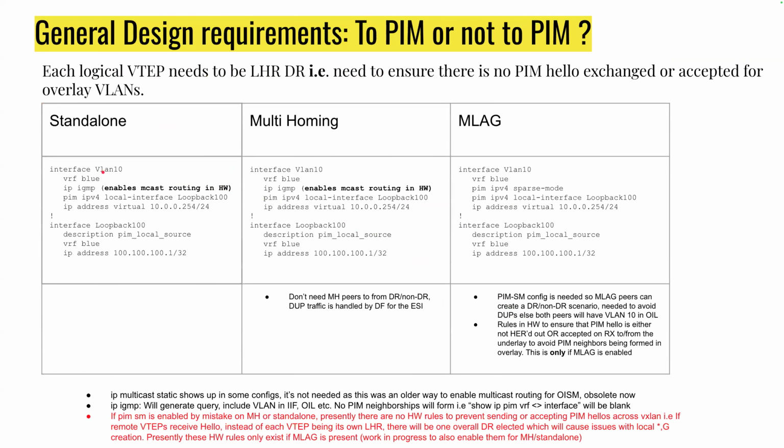And this is the important part of today's discussion: should we do PIM or not? Let's not talk about multi-homing and MLAG. Let's stick to standalone for now. In normal L3 multicast, what we usually do is under that SVI, we enable PIM by doing ip pim sparse-mode. That was L3 multicast and there was no VXLAN there. Now with VXLAN coming into the picture, should we still use ip pim sparse-mode? Or if not, why?